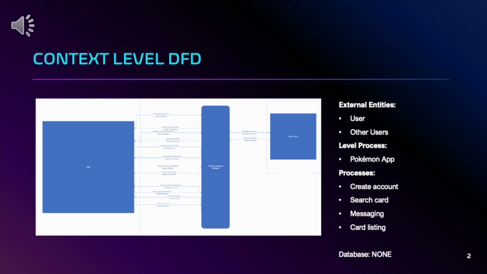The processes within the app are as follows: to create an account, to search a card, messaging, and card listing. And again, in a context level diagram, we have no database.